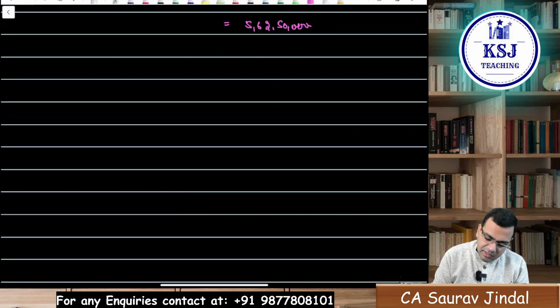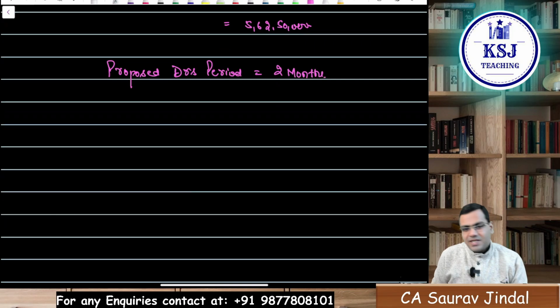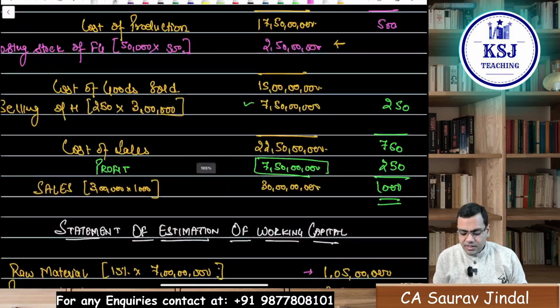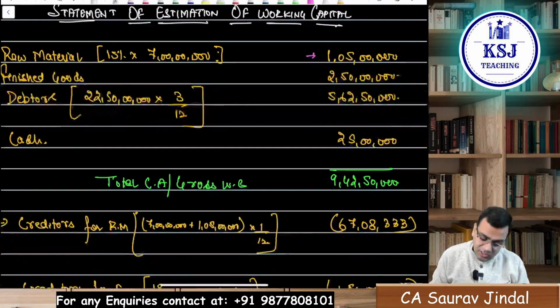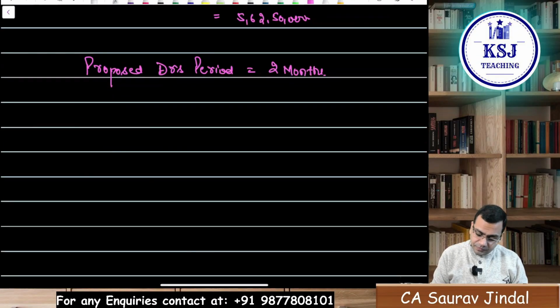Now, what will happen under the proposed situation? The proposed debtors period is equal to 2 months. He says your sales are coming down by 5%. If your sales are coming down by 5%, then the cost of sales will also change, because you will be manufacturing and selling fewer units, so everything will change.